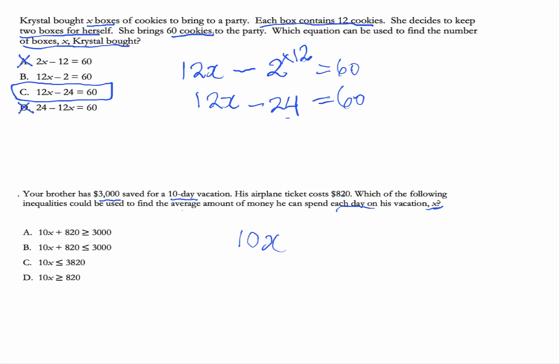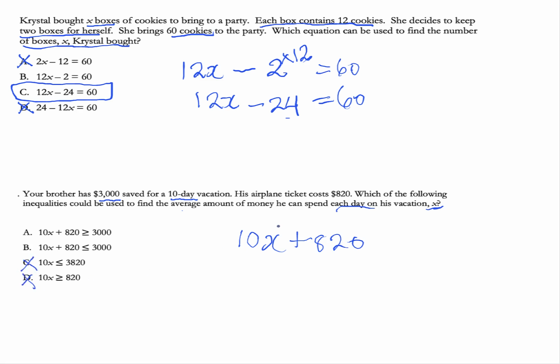Also, the ticket costs $820. So that $820 is also included, or you could say also being taken from the $3,000. So we're going to add the $820 so we can eliminate C and D.